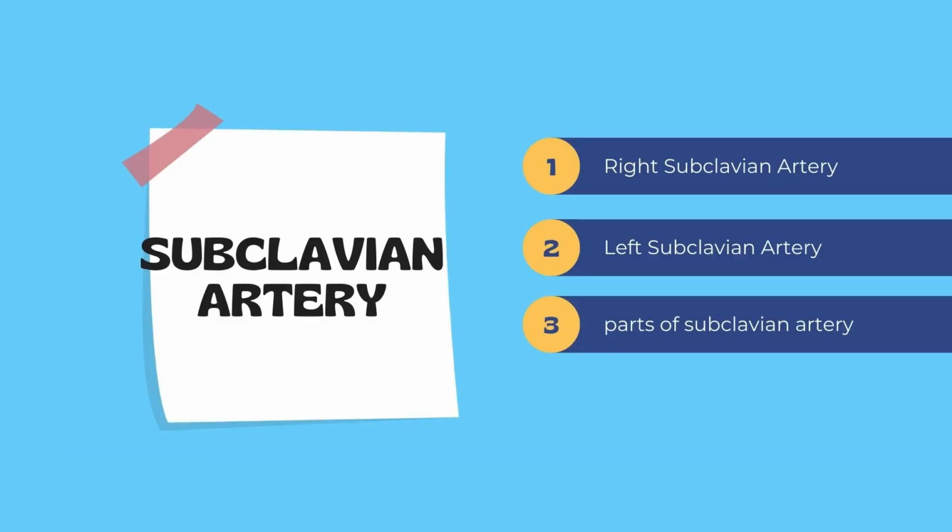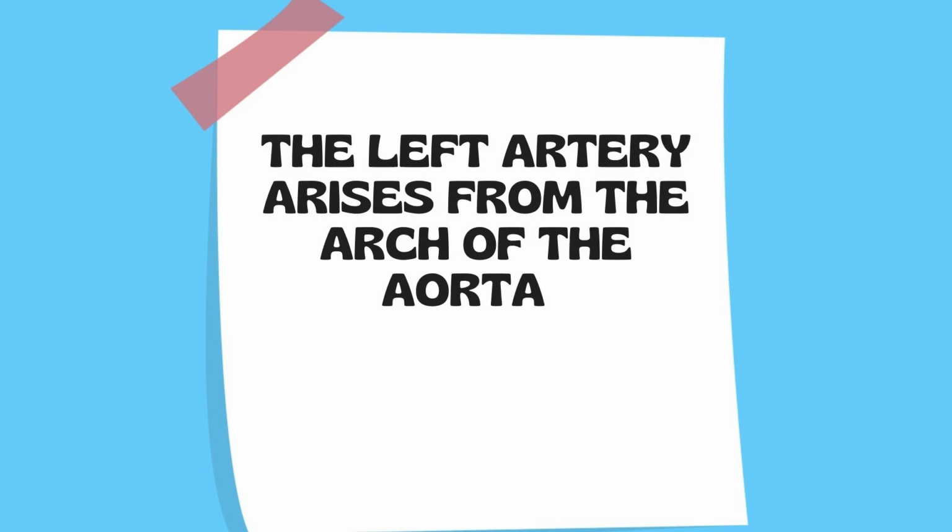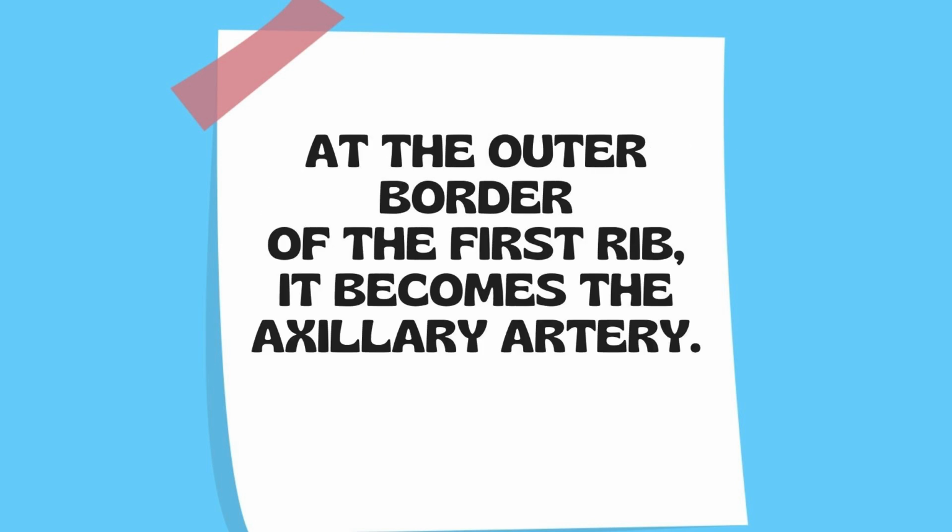We will talk about the subclavian artery: the right subclavian artery, the left subclavian artery, and the parts of the subclavian artery. The right subclavian artery arises from the brachiocephalic artery, and the left subclavian artery arises from the arch of the aorta, as we have already discussed. At the outer border of the first rib, it becomes the axillary artery.